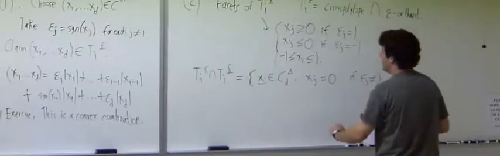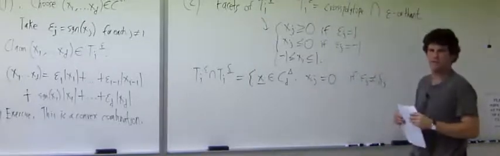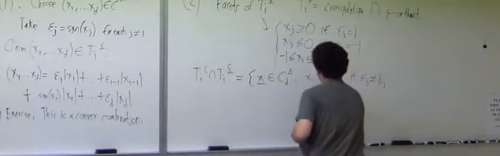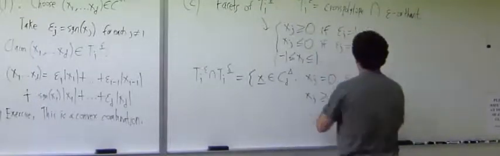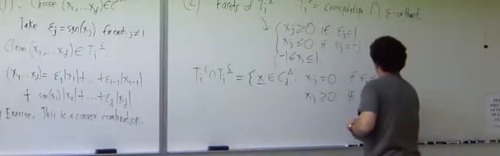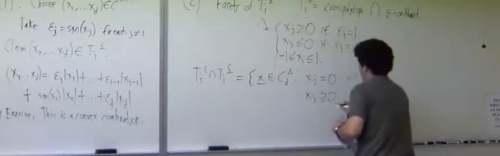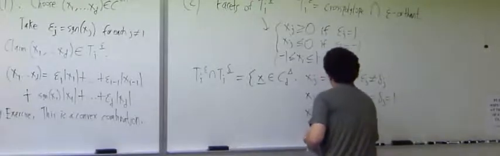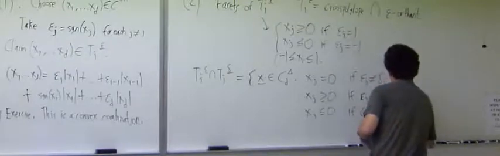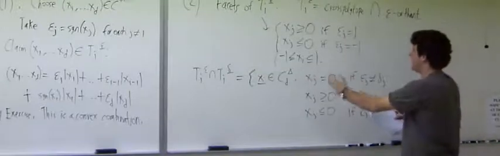Otherwise we don't get any new constraints. Well, okay, no, I guess we just get that it's greater than or equal to 0 if they're both 1, or, if they're both minus 1, non-positive, or anything if j equals i. So there's no constraint when j equals i.